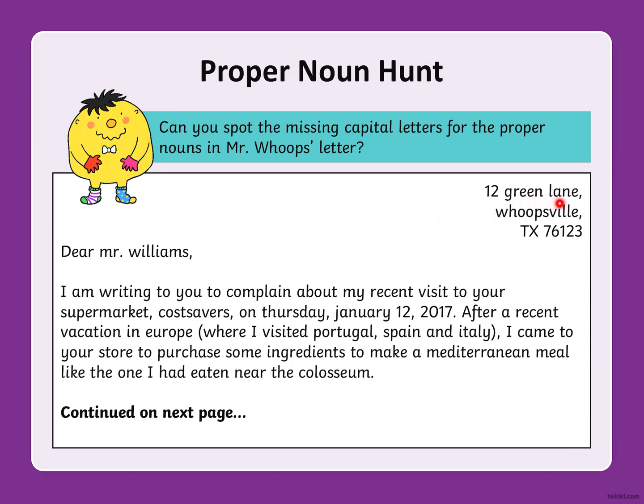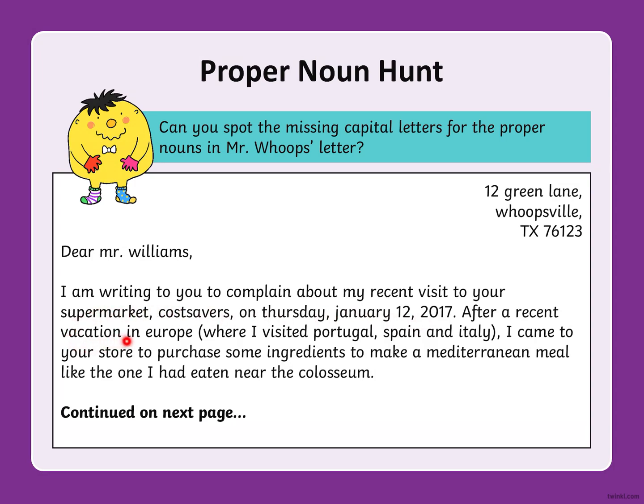So we have got Green and Lane is the name of a place. So Green Lane, so the Green and Lane would both need capitals, as would Hoopsville, and Mr. and Williams would be somebody's name, a person's name, so they would both need capitals. Supermarket doesn't, because it could be any supermarket. But then Mr. Williams goes on to mention a specific supermarket. He talks about Cost Savers. So this one here should have a capital, as should Thursday, and should January.